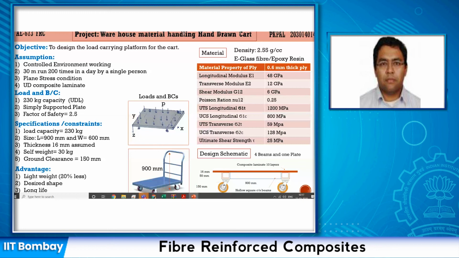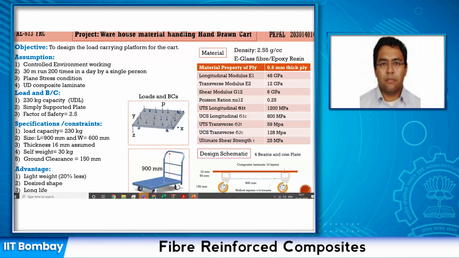The load capacity will be 230 kg, size is 900 mm by 600 mm, and the height, because I will be driving it, will be 900 mm. Thickness as of now, in the initial calculation, I assumed 16 mm. Self weight is 30 kg. Ground clearance I have given 150 mm based on the typical layout in the warehouses.